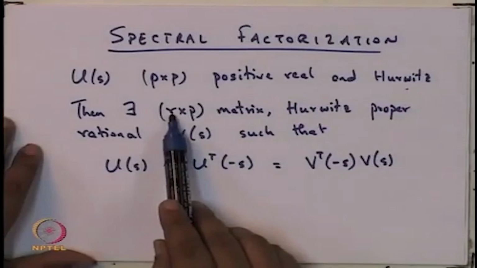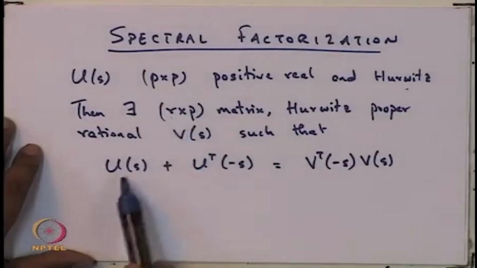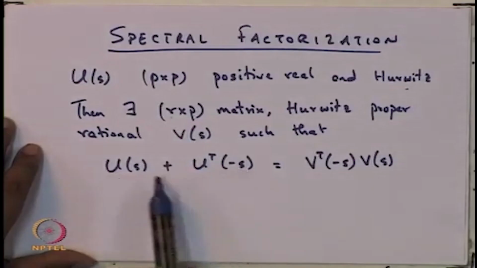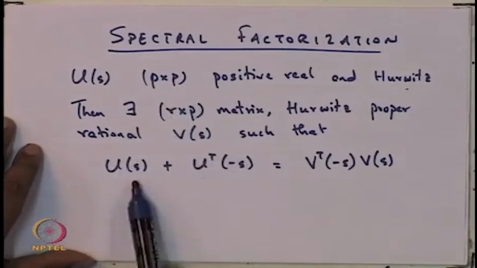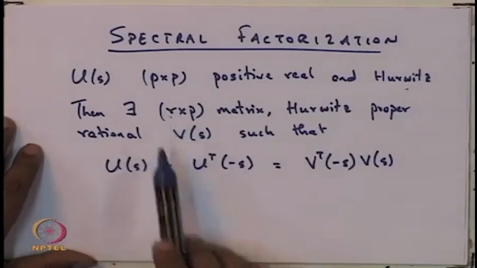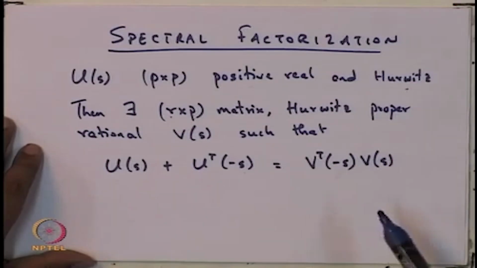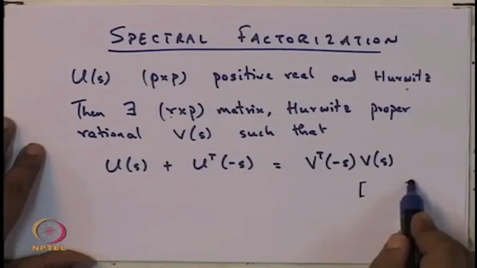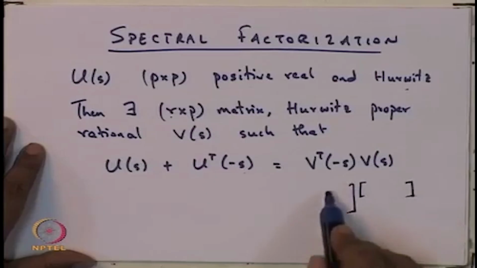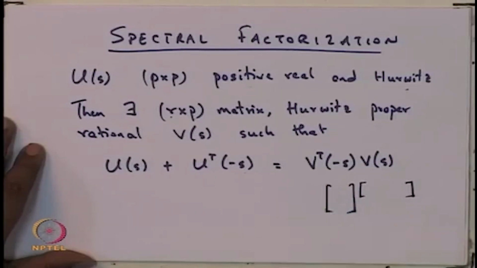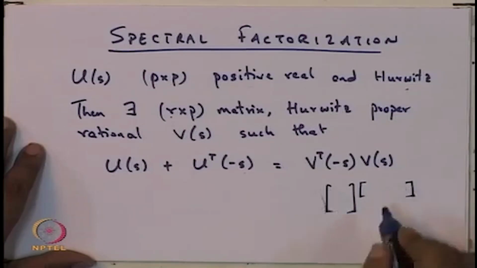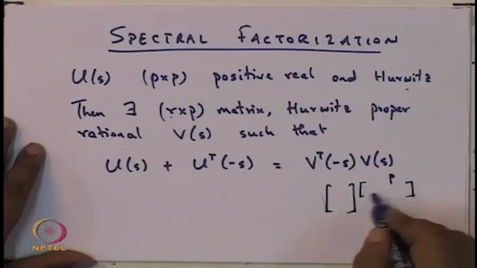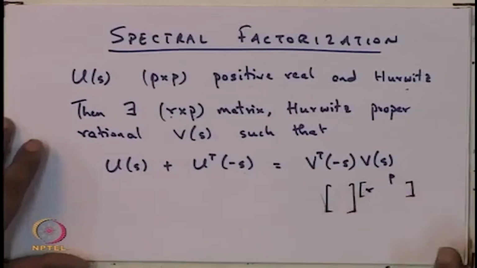And the R comes in the matrix case essentially because when you add these two matrices, they are P cross P square matrices. It has a certain rank, and that rank is this R, and therefore this matrix V is not really a square matrix. V is more like this, and so V transpose is like that. The product of these two matrices is a square matrix. So V has P columns and R rows. That is what V(s) is.